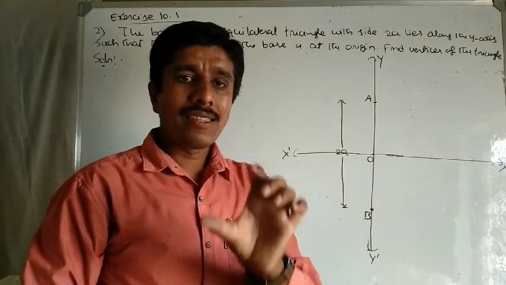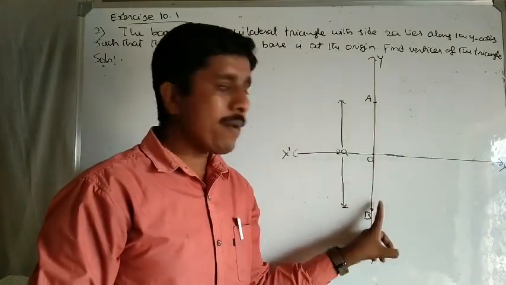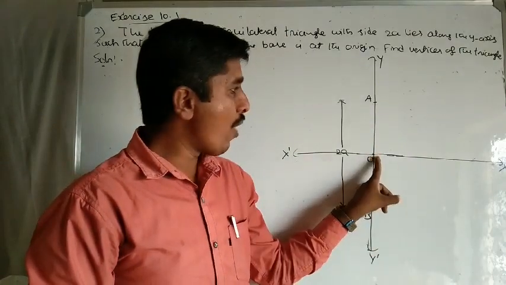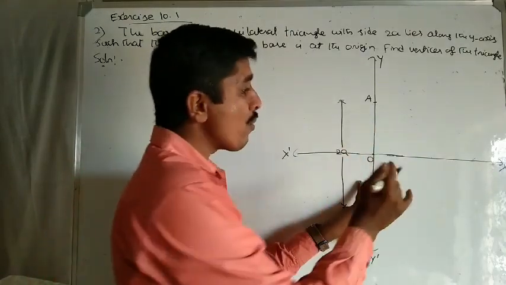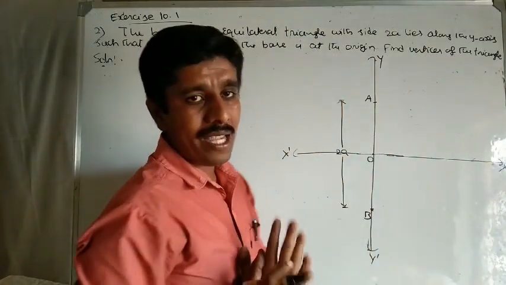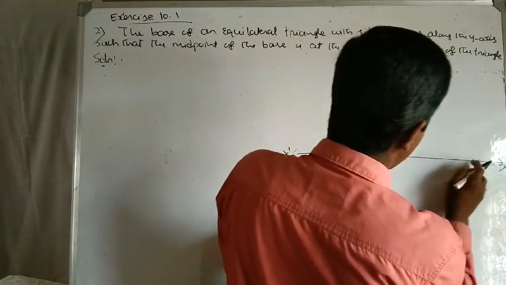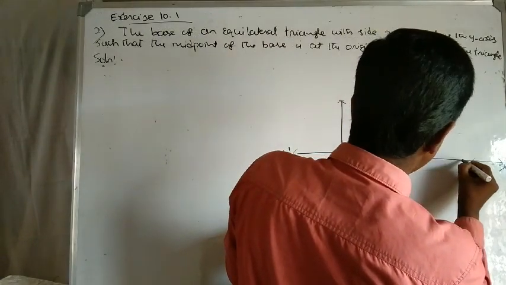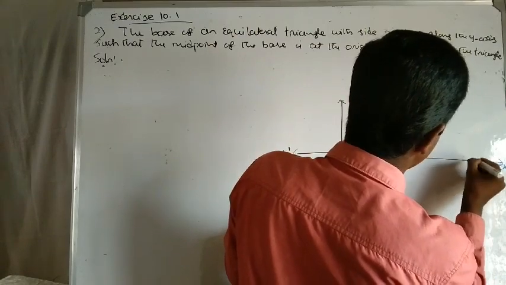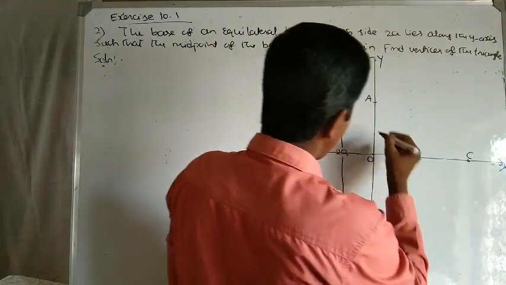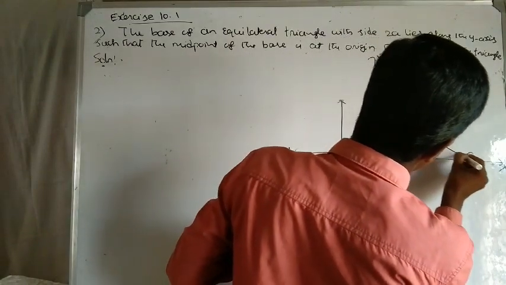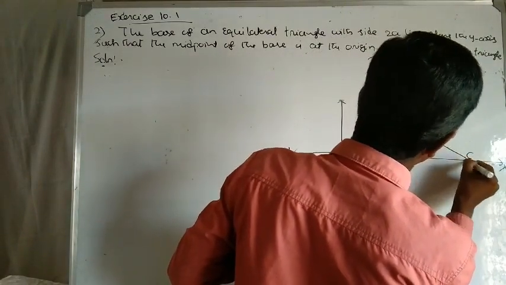Next, where does the third vertex lie? Suppose A and B are two vertices of a triangle. Clearly O is the midpoint of AB, so the third vertex lies on the x-axis. Either you can take the positive x-axis or the negative x-axis. Here I am taking the positive x-axis. C is the vertex I am taking. Join AB, join AC, join BC.